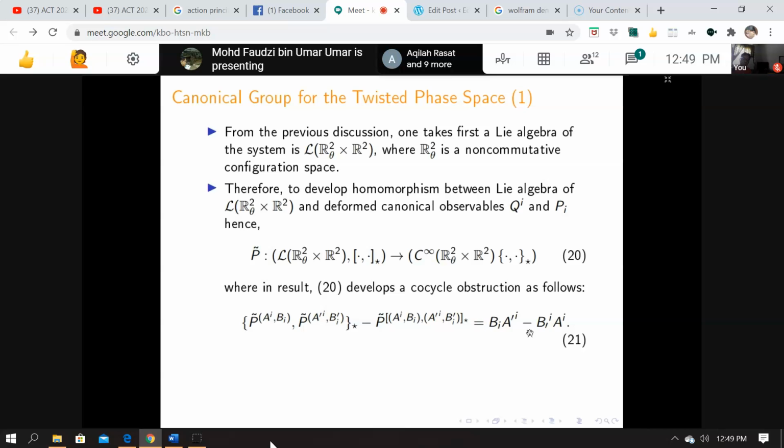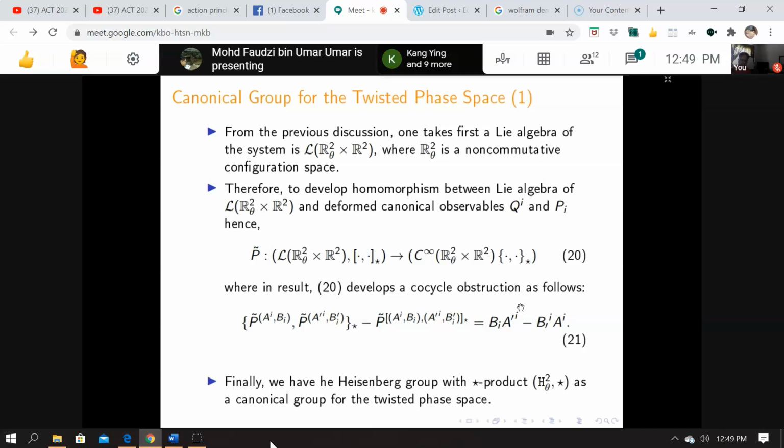Actually, if you notice one, it already similar with the Heisenberg group. Heisenberg group, yes, Heisenberg group for plane. Okay. But the difference is we have a star product here. It doesn't change. I mean, doesn't have any cocycle respect to position. Okay. Finally, we have a Heisenberg group with star product. Okay. So I put as H2 theta star product as a canonical group for this free space.